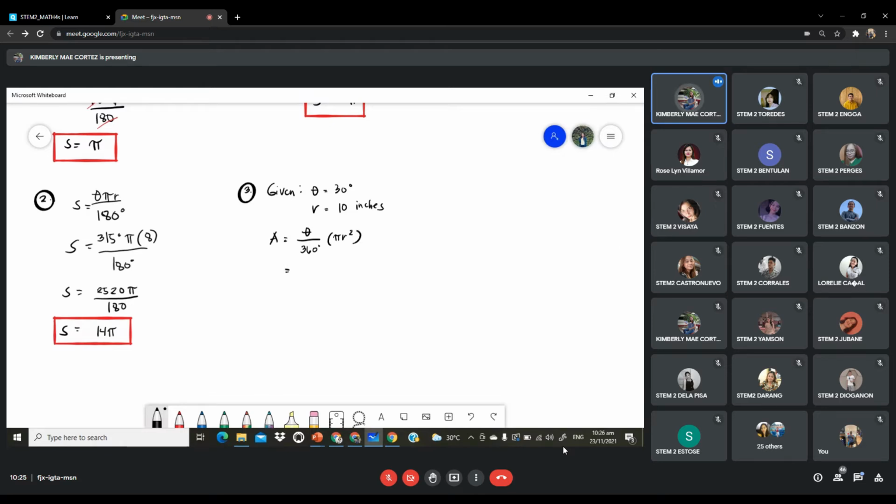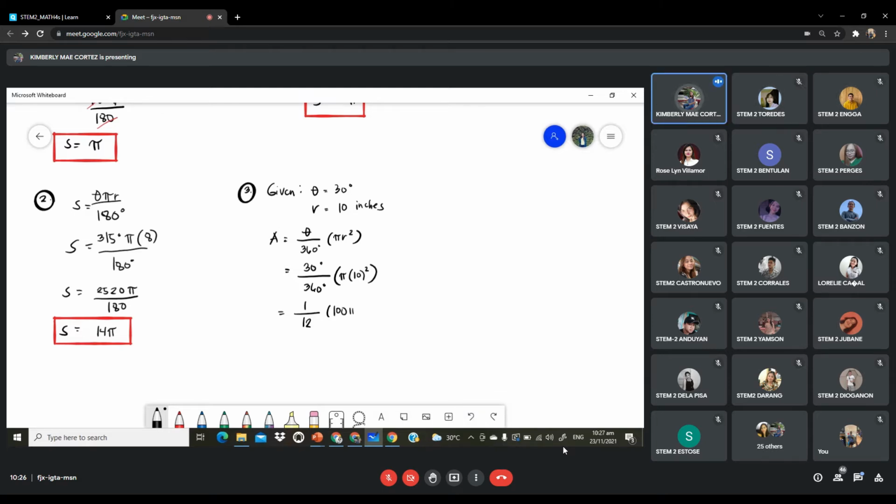So we have our theta is 30, so 30 degrees over 360 degrees times the radius which is 10, squared. 30 divided by 360, we have 1 over 12, times pi. 10 squared is 100.